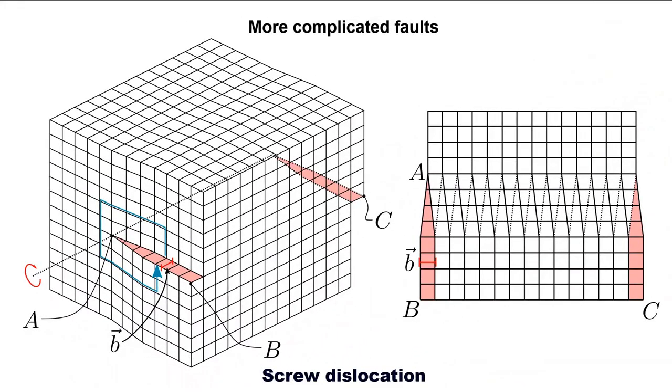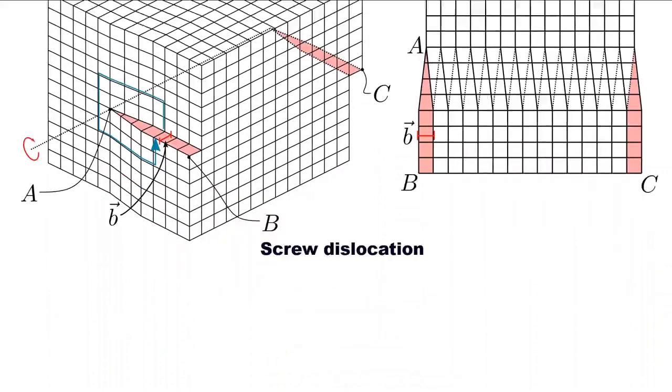This is a screw dislocation. It differs significantly from the edge dislocation on the basis of its Burgers vector. Note the 90-degree shift in orientations between edge and screw. We'll show this next with a mixed dislocation.